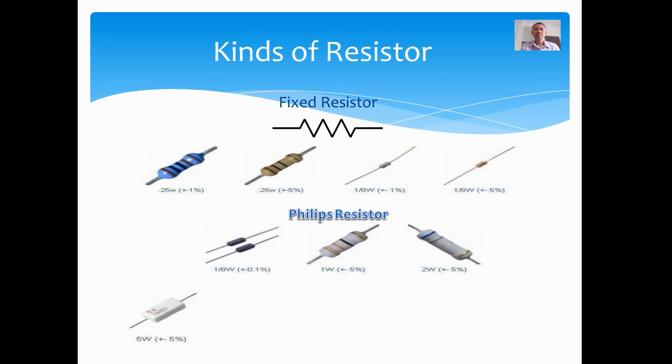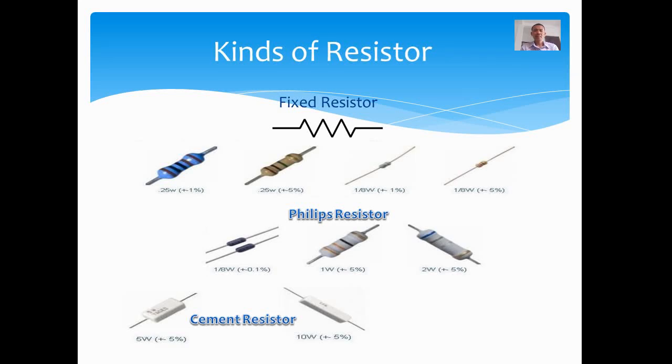The next one is the cement type resistor. Basically, a cement type resistor has higher wattage, so its physical appearance is larger or bigger than that of a Phillips type resistor. This time, the specification of this component is printed on its body simply because the body of this resistor is big enough to write the specification.